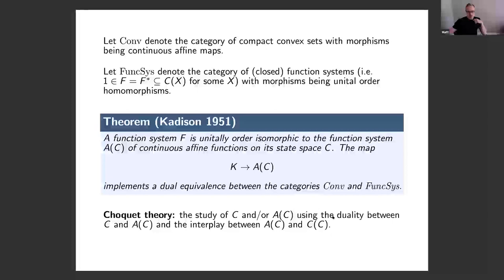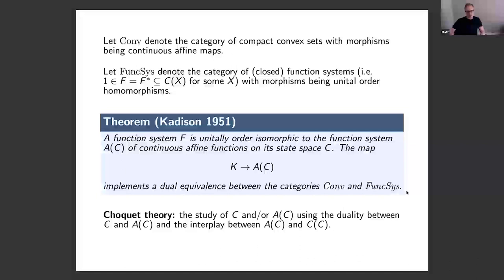And so Choquet theory, to me, is really the study of the convex set C, or equivalently the function system A of C, using the duality between the two objects, and also the interplay between the space of continuous affine functions, which is contained inside the space of continuous functions on C.